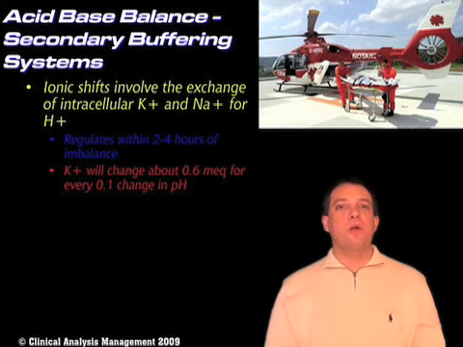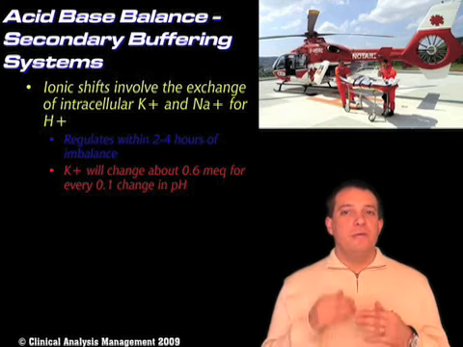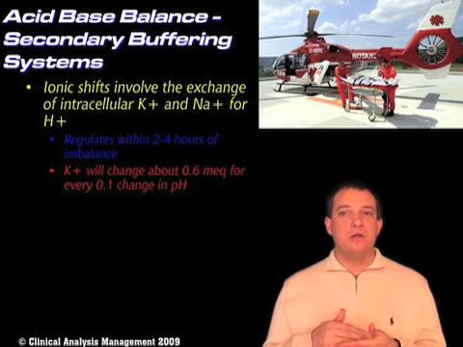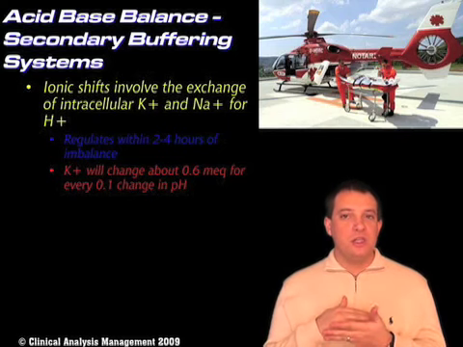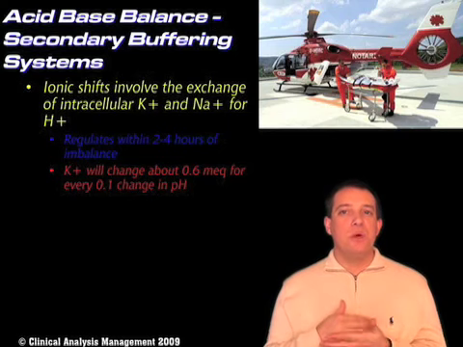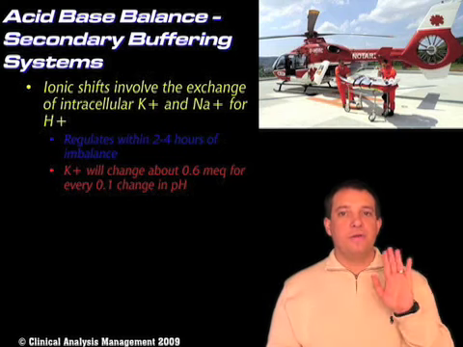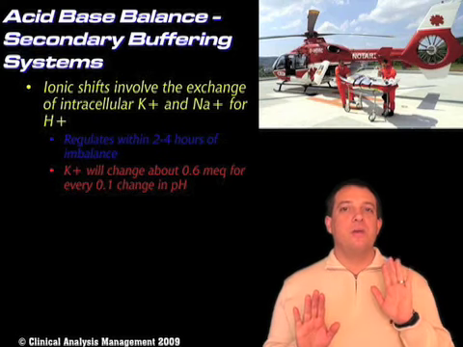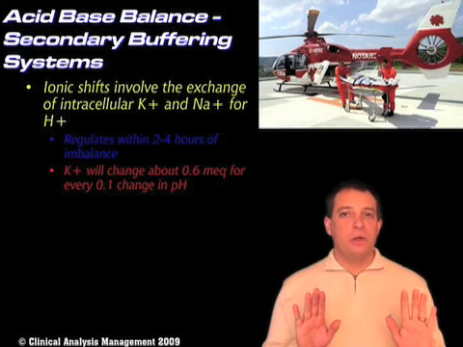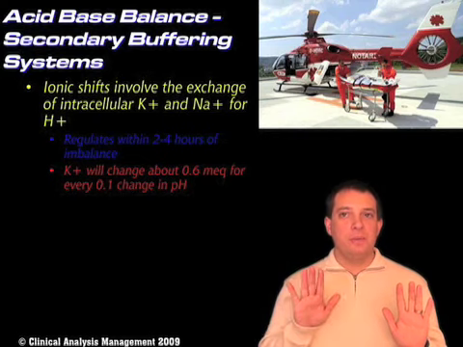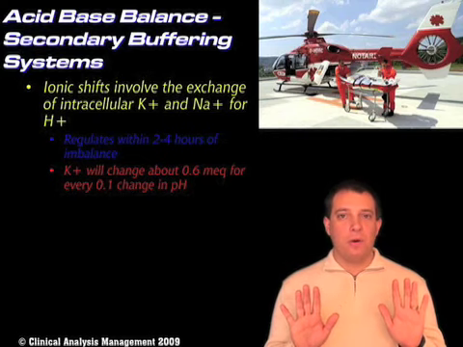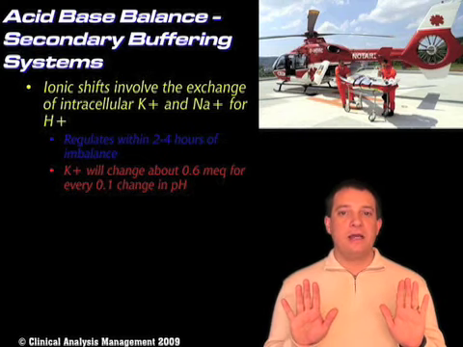And there's actually a formula we can use. It's actually pretty simple. For every 0.1 change in the pH, we're going to see a 0.6 change in the K in the opposite direction. So let's start with a perfect K and a perfect pH. Let's say we've got a perfect serum potassium of 4, and we've got a perfect pH of 7.4. And let's say that our patient starts to become acidotic.